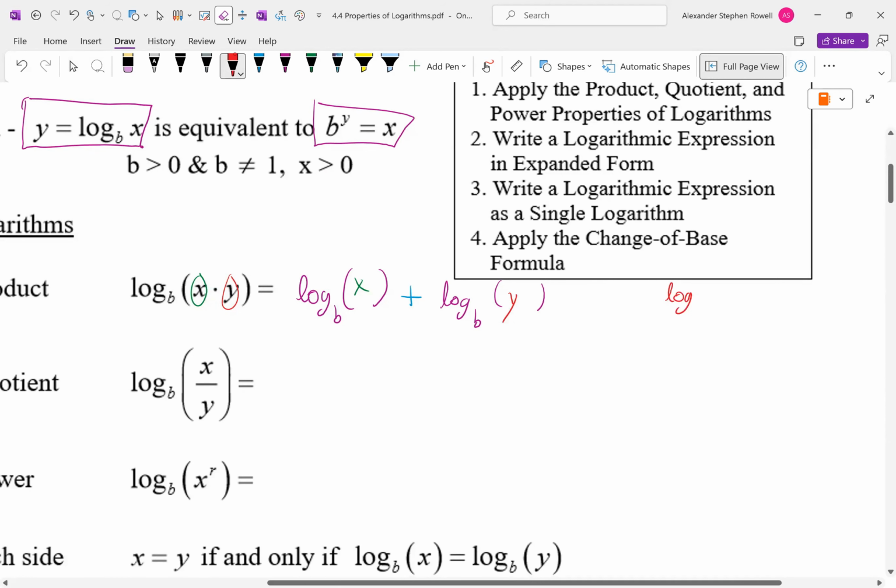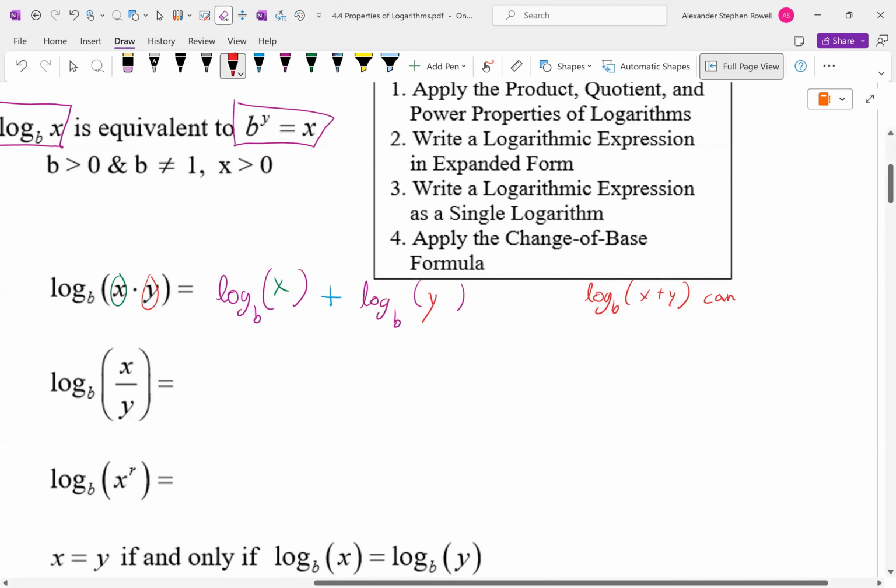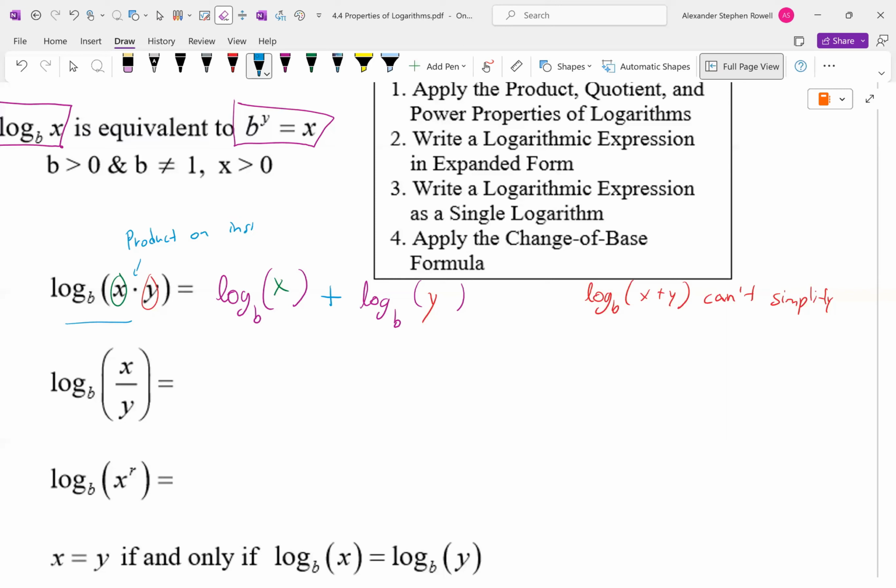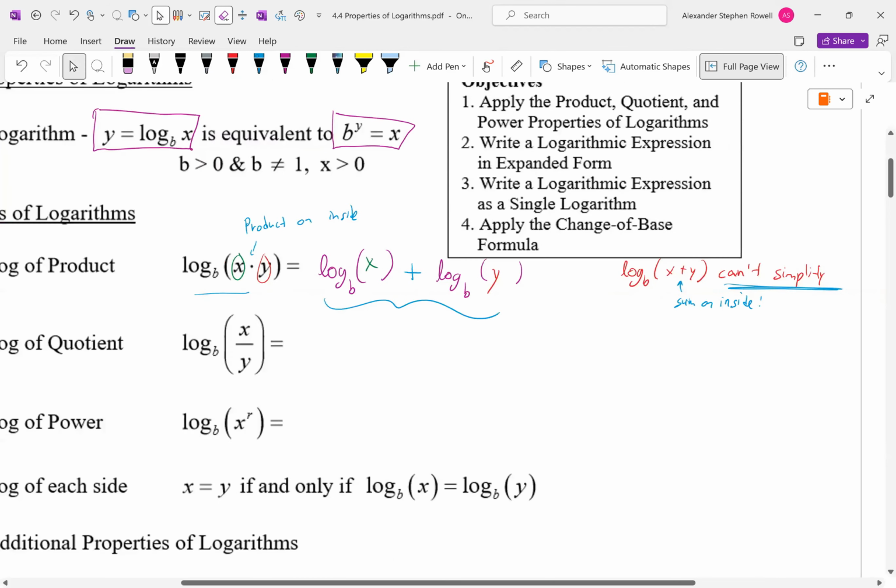Most common mistake I get is when you have a log of a sum, we can't simplify it. You see why this might be confusing? Log of a product on the inside, you can expand it into a sum of logarithms, but if you have a sum on the inside, you can't do anything. Okay, so that's the most common error I get.